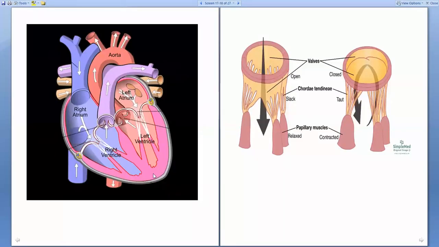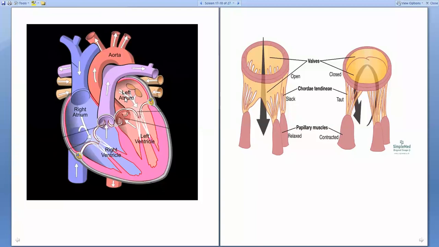A few questions. If someone asks which structure forms the apex of the heart, you can see in the diagram it is formed by the left ventricle. Very good. Which structure forms the inferior surface of the heart? You can clearly see it is formed by the right ventricle and left ventricle combined. If someone asks you, you will say right ventricle and left ventricle combined. If someone asks which structure forms the base of the heart, it is formed by the left atrium. You can clearly see it.